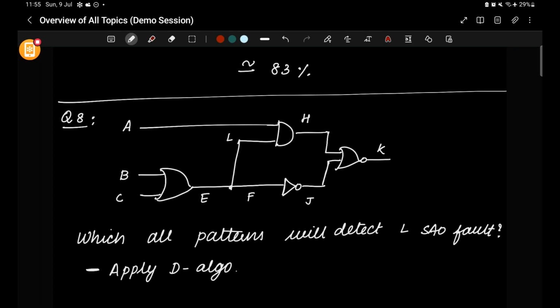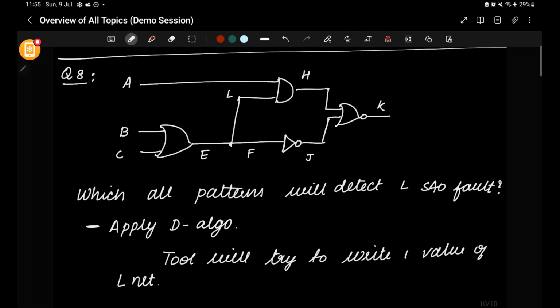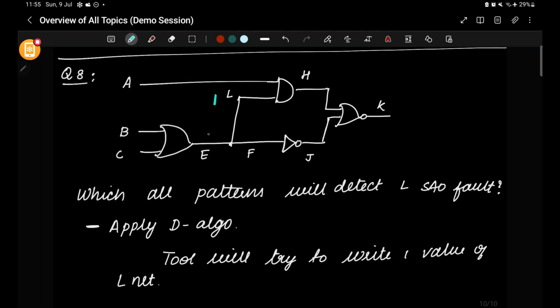Correct. So here, if it is L stuck at 0 fault, the tool will try to write a 1 value on the L net. This is according to the D algorithm: assume a fault, apply the opposite value. So if it has to bring a 1 value here, then this has to be 1. So if this has to be 1, then B and C can be 0, 1, or 1, 0, or 1, 1. Any of these 3 values, and then it will bring 1 here.